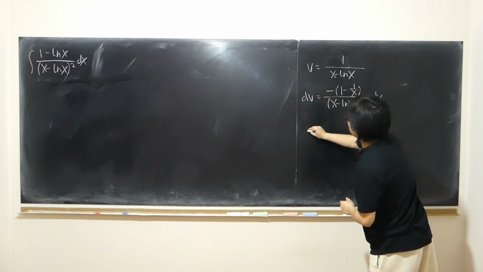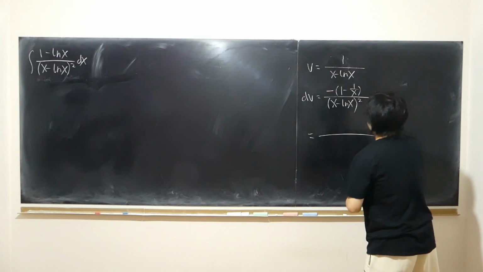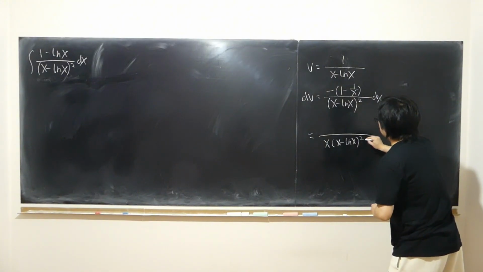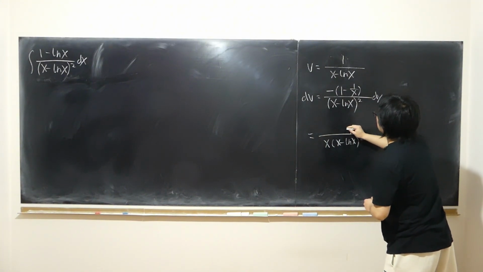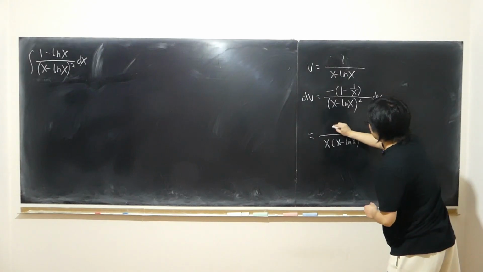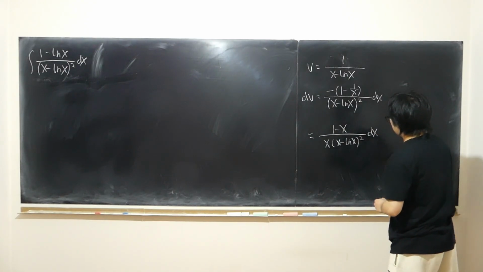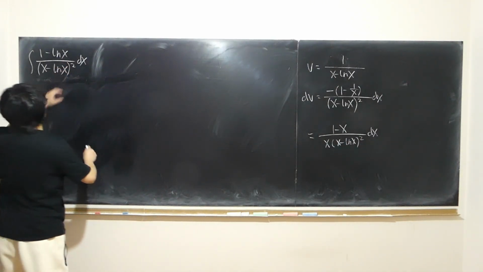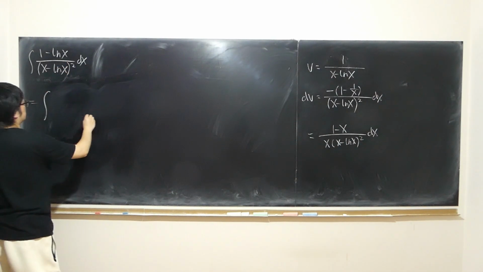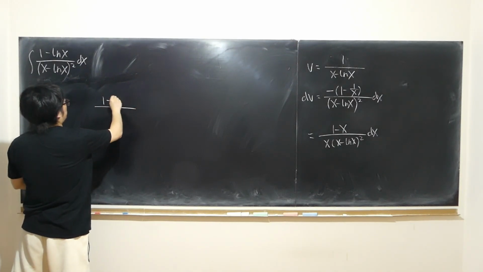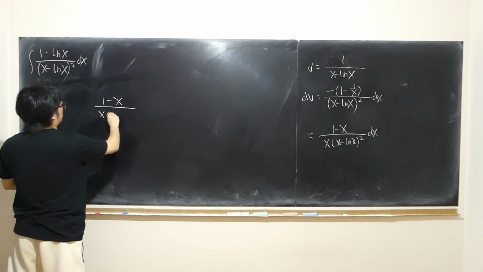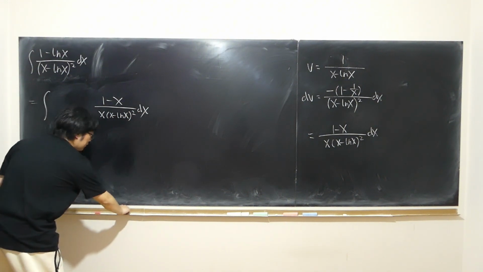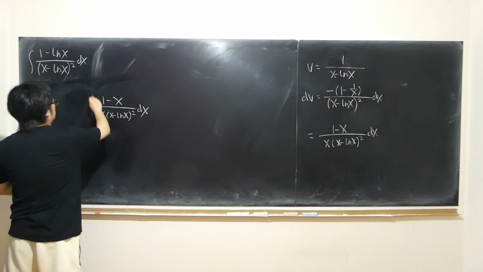dx. This time, simplify this a little bit: x times x minus log x squared. Here we have x minus 1, then we have 1 minus x. So not exactly the same as this one, but I can already rewrite it into, first of all, copy down that one, x times x minus log x squared dx. So like I said, this is already my dv.